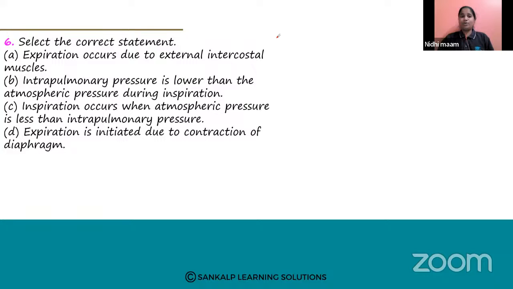So, whether expiration occurs due to external intercostal muscles, okay, then intrapulmonary pressure, meaning the pressure within the lungs or thoracic cavity, is lower than the atmospheric pressure, meaning during inspiration the inside pressure is lower than the outside pressure. Next, during inspiration the outside pressure is lower than the inside pressure. Then expiration is initiated due to contraction of diaphragm. Just recall what happened in inspiration, what happened in expiration, recall that diagram. When contraction of diaphragm happens, that also you have to recall. Yeah, let me know the answer.